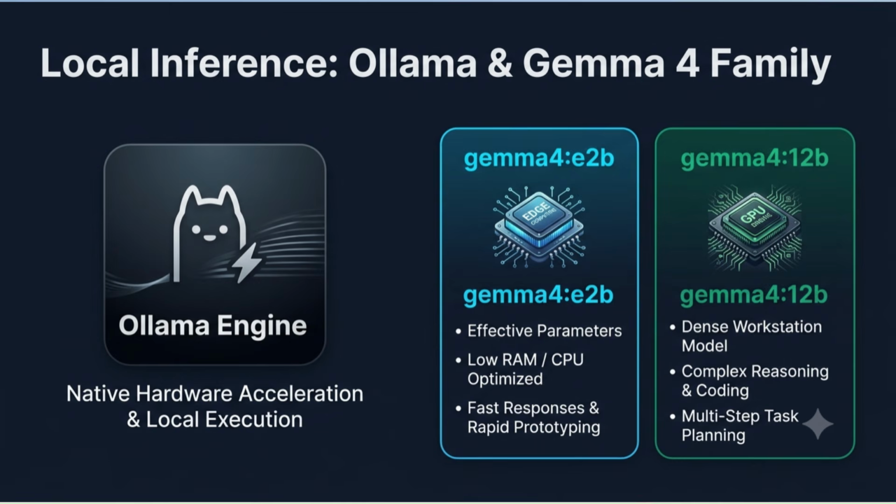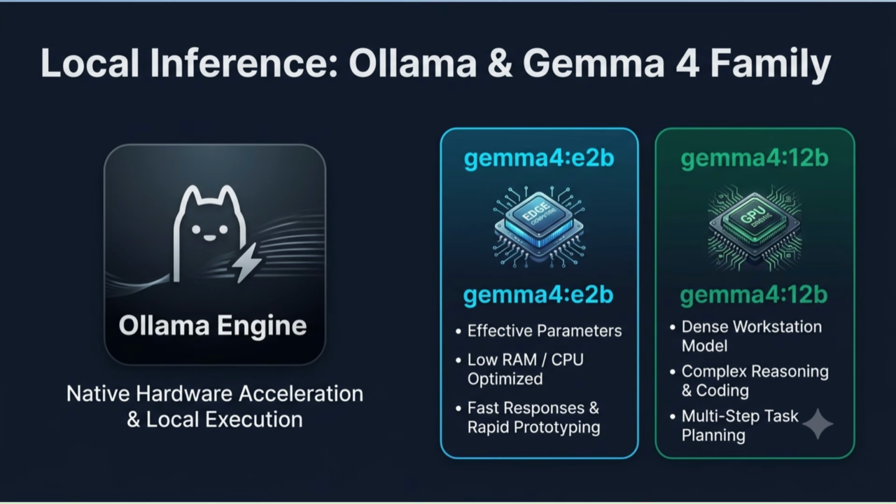Like Gemma 4 E2B, where the E stands for effective parameters. It's a super lightweight edge model designed for fast response, low RAM usage, and quick testing on standard CPU laptops. And Gemma 4 12B, a dense workstation model that provides higher reasoning, multi-step planning, and stronger coding performance when you have a dedicated GPU or more RAM.